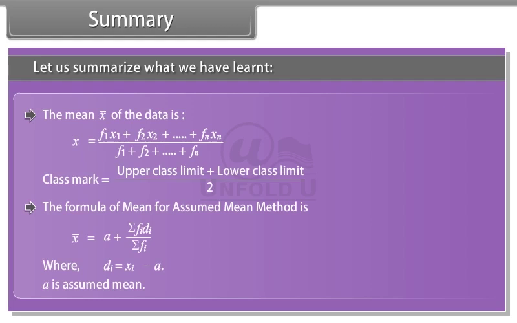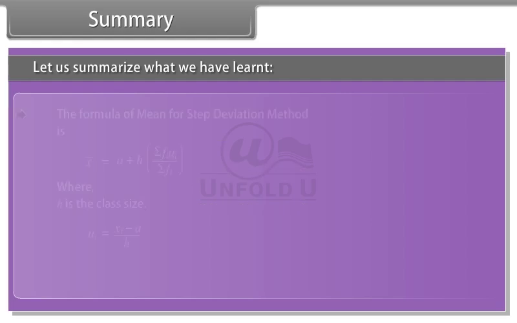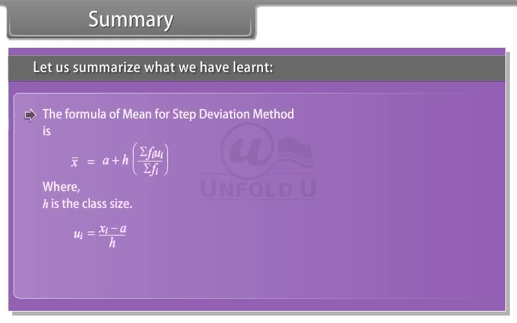A is assumed mean. The formula of mean for step deviation method is assumed mean plus h multiplied by summation of the product of fi and ui divided by summation of fi, where h is the class size, ui equals xi minus a divided by h.